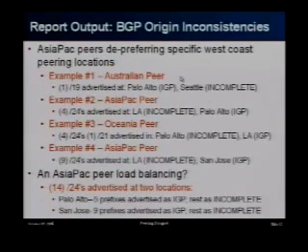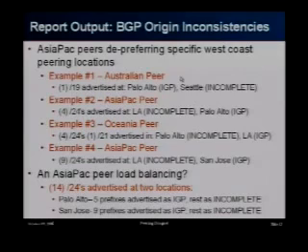So in the next few slides, I'm going to talk about some of the interesting cases that we observed in the results. So let me start with BGP origin inconsistencies. We found quite a few interesting cases for this particular violation. For example, we found that some Asia-Pac peers were de-preferring some of the West Coast peering locations. And that's probably got to do with the limited capacity that they might have on their trans-Pacific peering links.